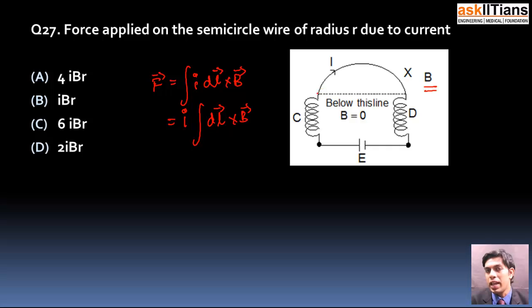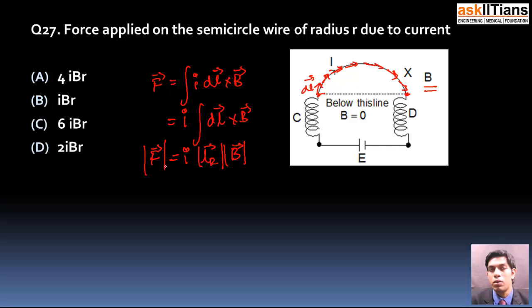So at the end of the day, I'm basically summing up small vectors of dl magnitude starting from this point and ending at this point. So it's basically summing up different small vectors along a semicircle. In the end, it comes out to be the magnitude of the resultant vector multiplied by the magnitude of the magnetic field, which is equal to the force which the semicircle feels.